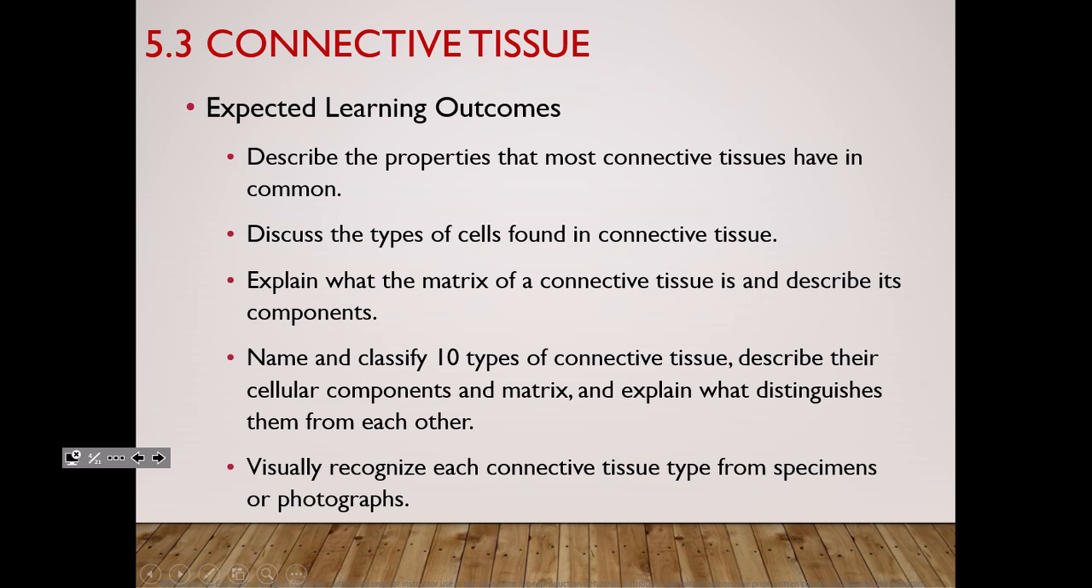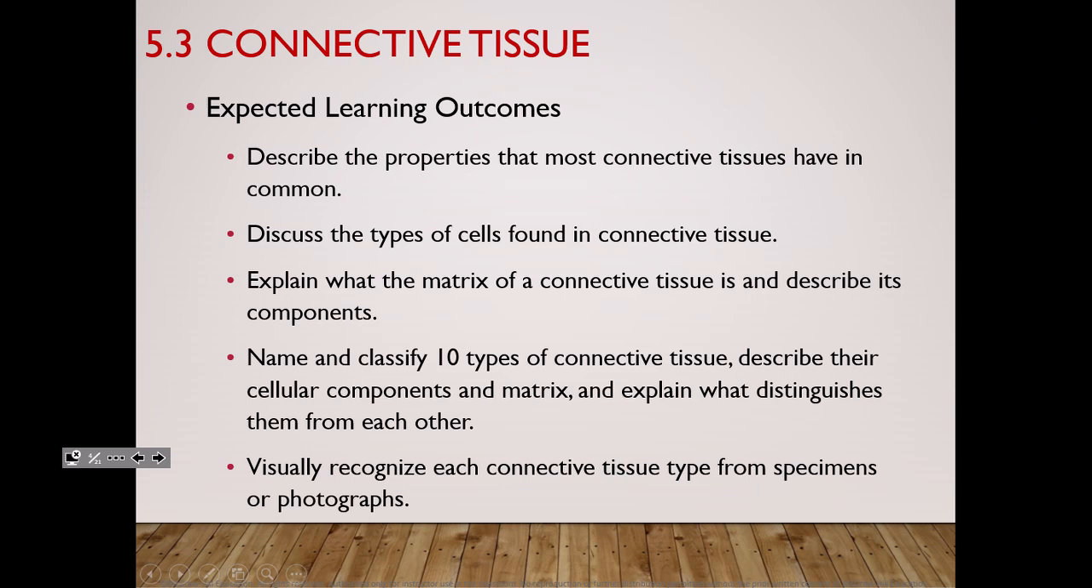What is the matrix of connective tissue, and describe its components? When we look at the extracellular matrix of connective tissue, generally speaking, it's outside of the cell. Extracellular matrix, or the matrix, is outside of the cells, but part of the tissues. The cell is the smallest part that's alive. So if it's outside of the cell, it's the non-living component of the tissue. And there's two things that make up this non-living component.